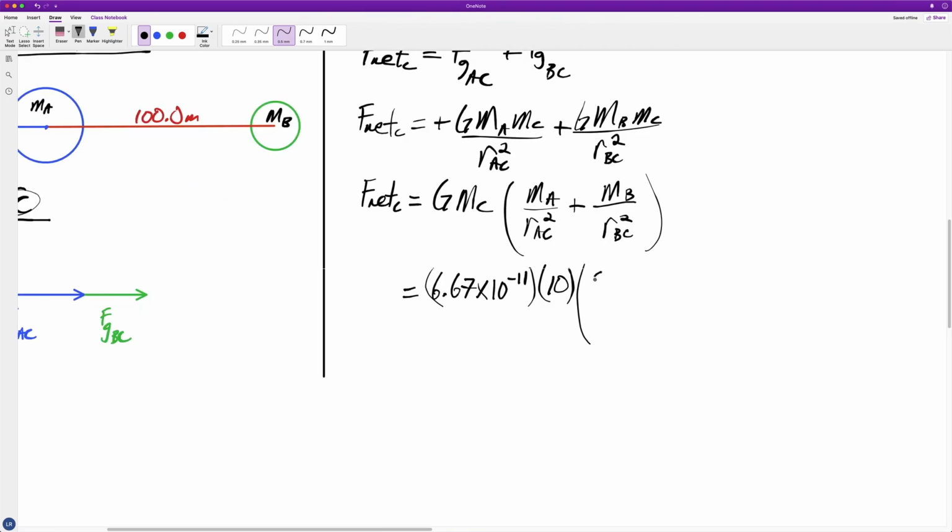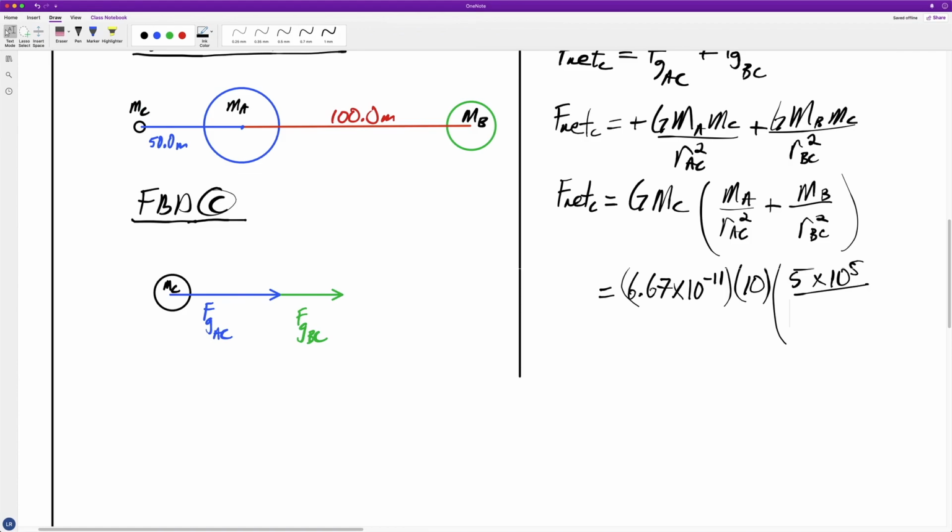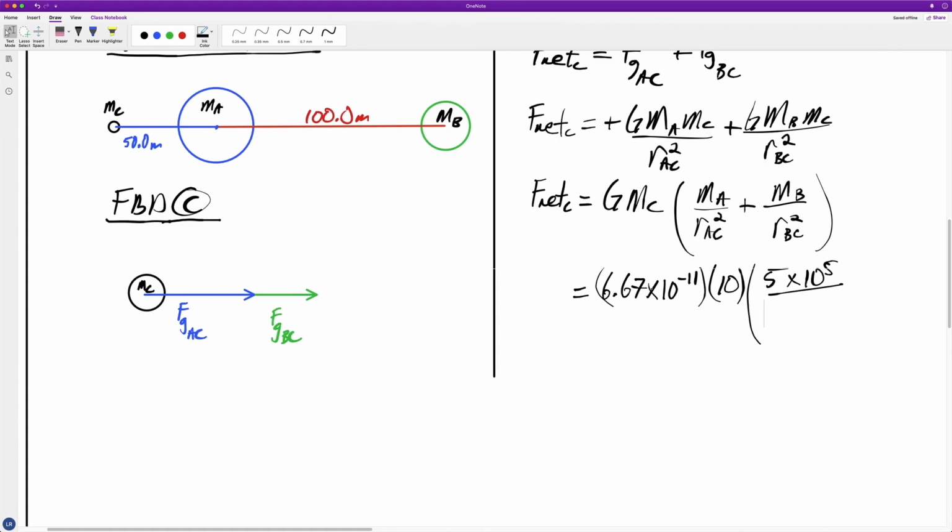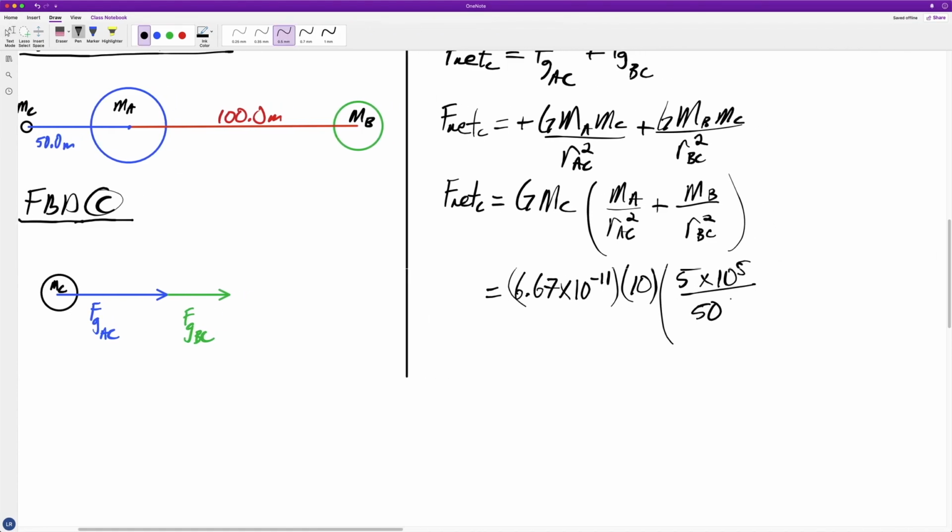So the mass of A is 5 times 10 to the 5. Now let's talk about the distance of RAC. So the distance between mass A and mass C is 50 meters. So that'll be 50 squared. And we have to be careful of the second one. The mass is 1 times 10 to the 5. So the mass of B is 1 times 10 to the 5. But the distance between B and C is 50 plus 100, or 150 squared. And this works out to 1.364 times 10 to the negative 7 newtons.